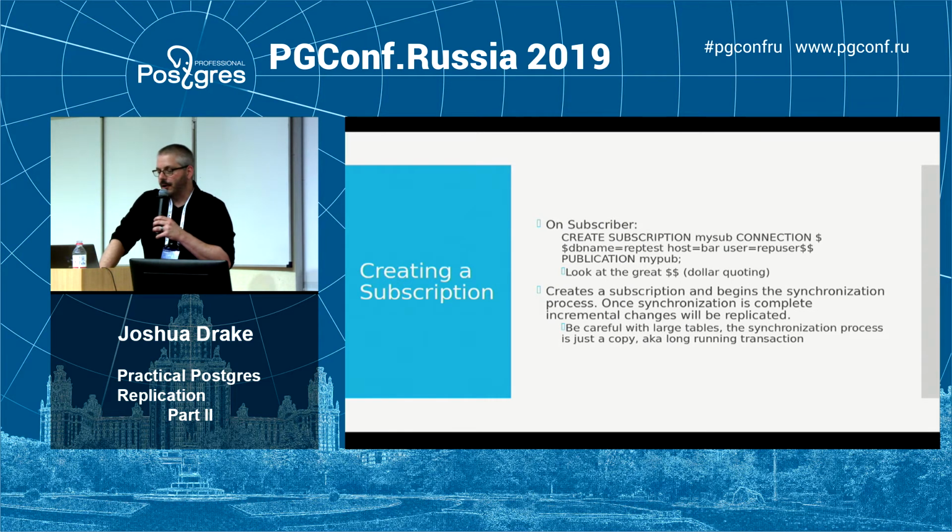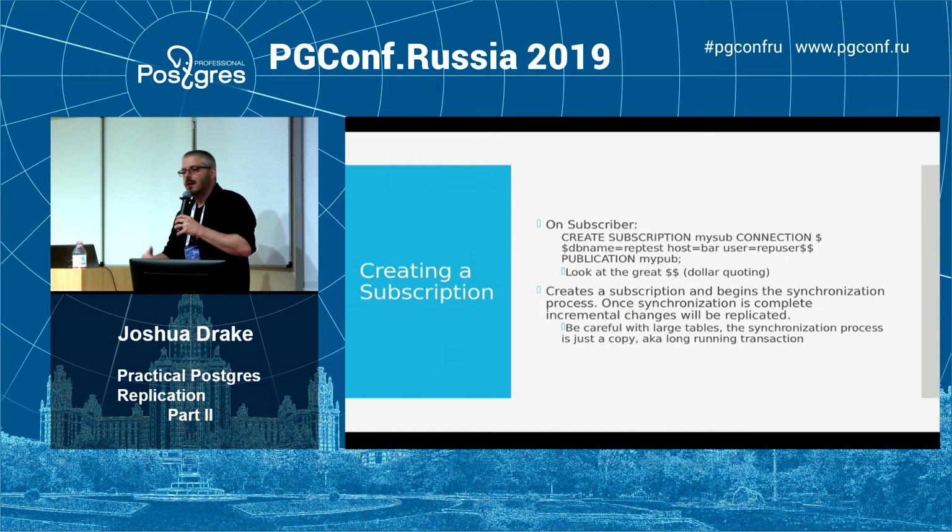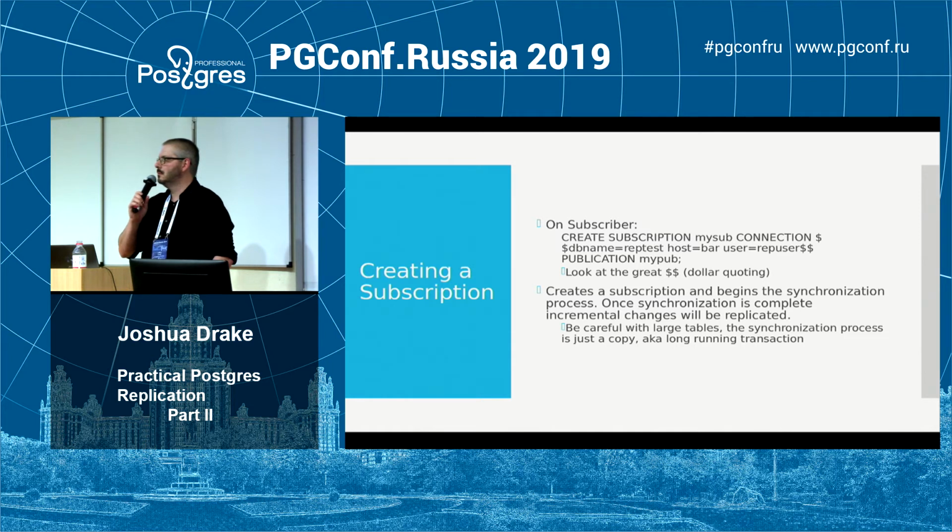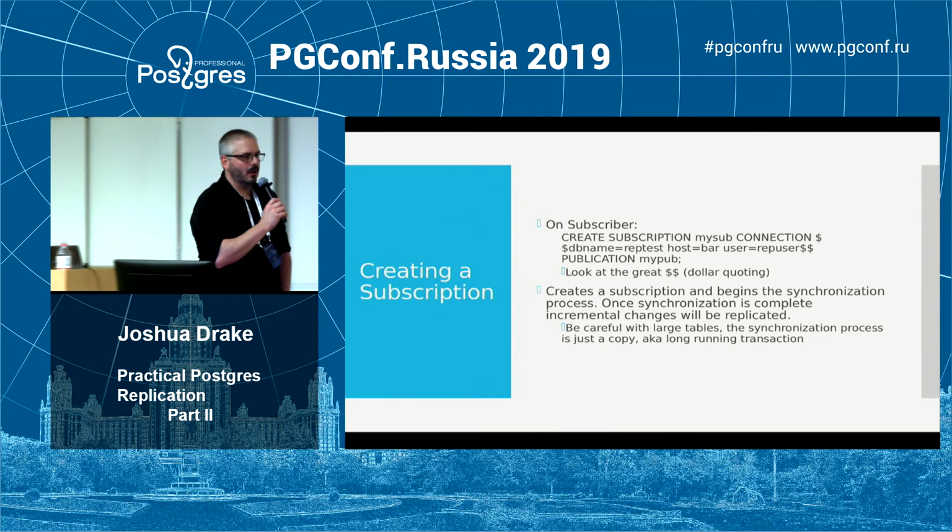On the subscriber, create subscription MySub connection $$, and then there's my con info. So dbname rep_test, host equals bar, user rep_user, publication my_pub. Now, look at the dollar quoting. Anybody here ever use dollar quoting? One or two people? Okay, here's the great thing about dollar quoting.